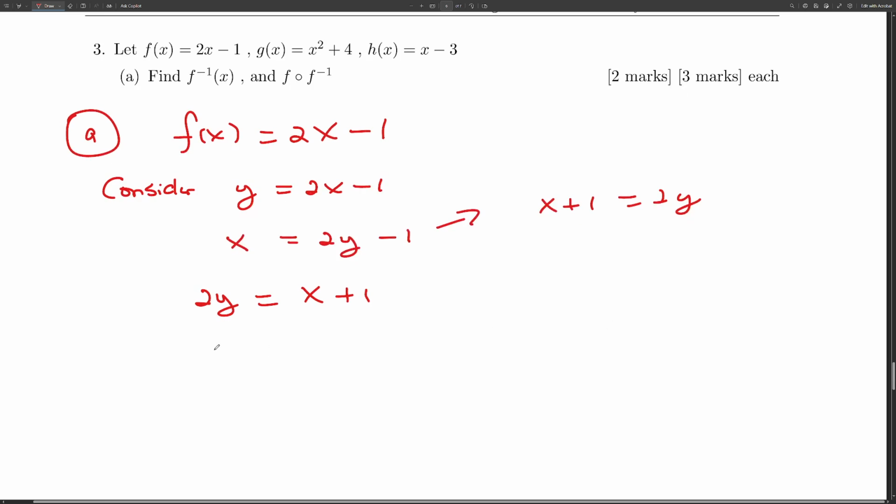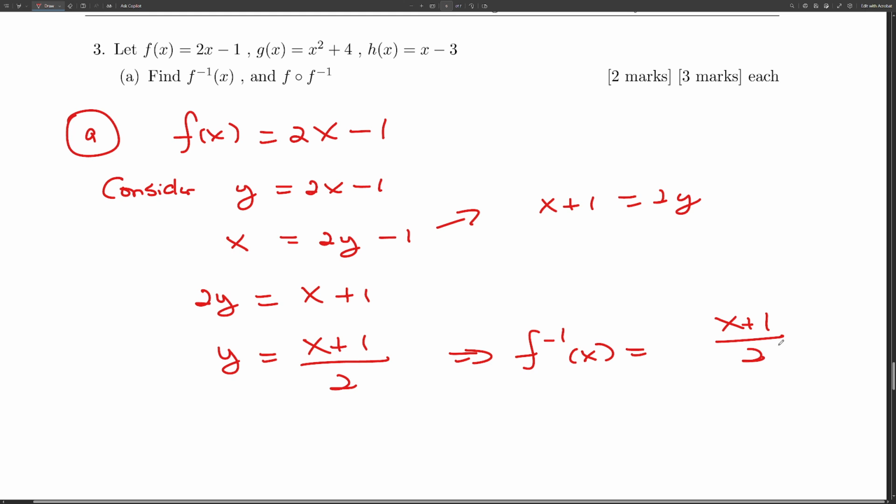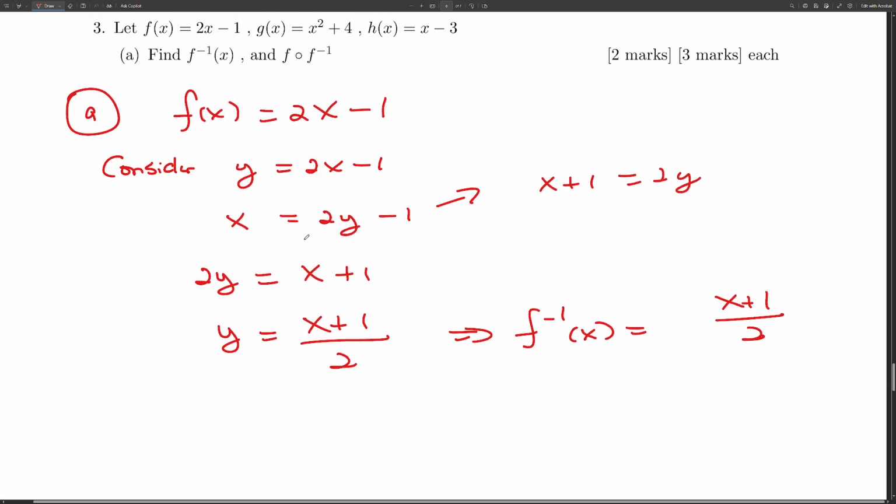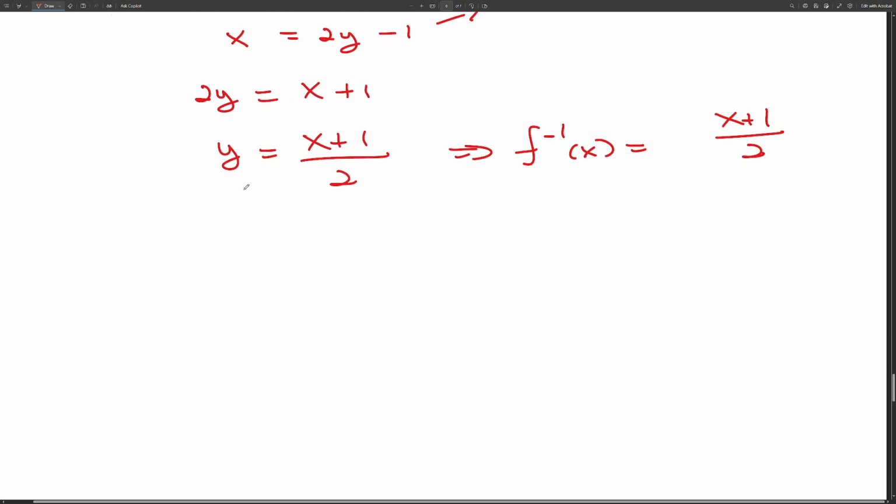So now I have to divide throughout by 2 to get y the subject of the formula. So f inverse of x is equal to x plus 1 all over 2. That's part A. That's 2 marks. And then it says find f composed with f inverse. So this is f inverse, and f of x is equal to 2x minus 1.